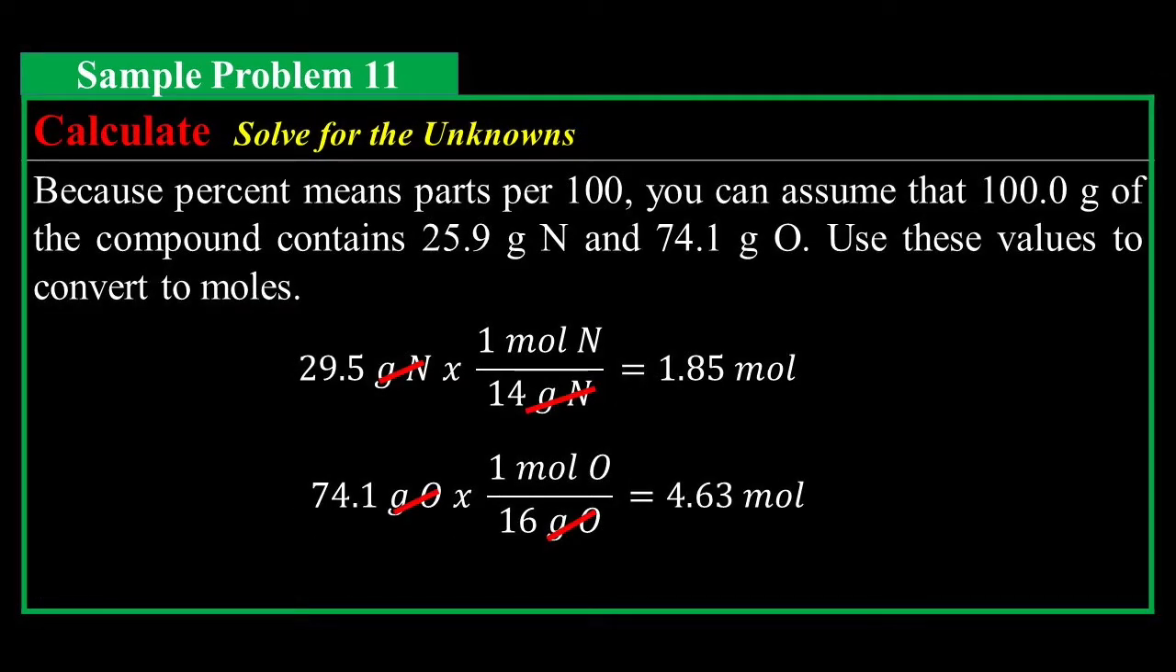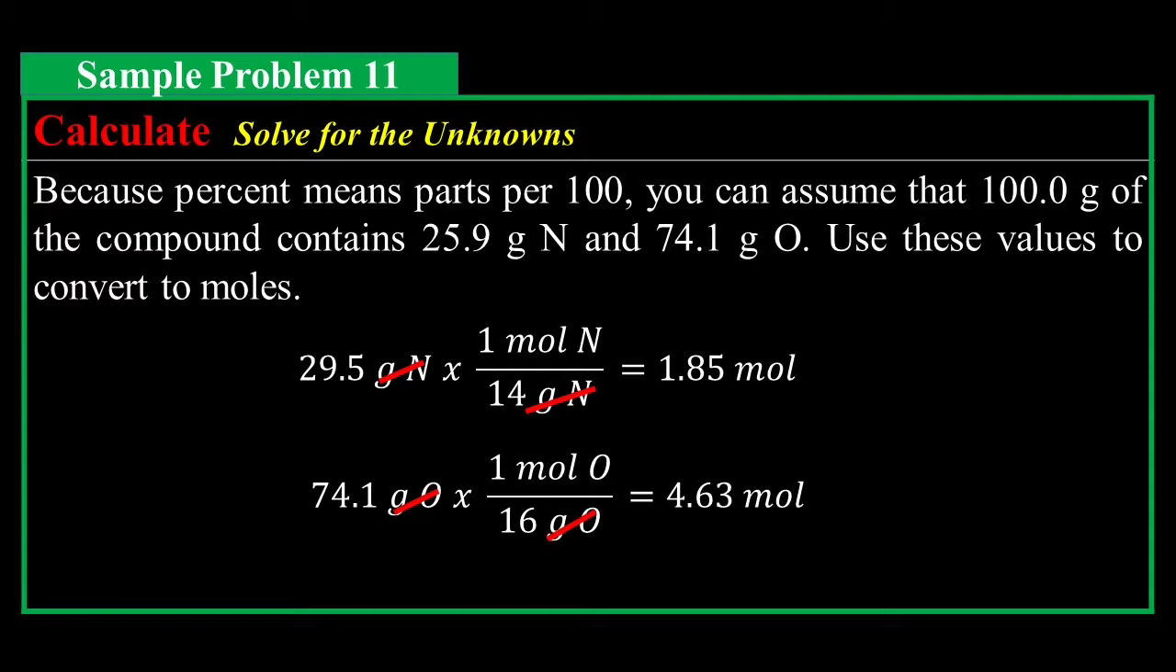Because percent means parts per hundred, you can assume that 100 grams of the compound contains 25.9 grams of nitrogen and 74.1 grams of oxygen. This is what I was saying. Use these values to convert to moles. So you're going to have 1.85 moles of nitrogen and 4.63 moles of oxygen.